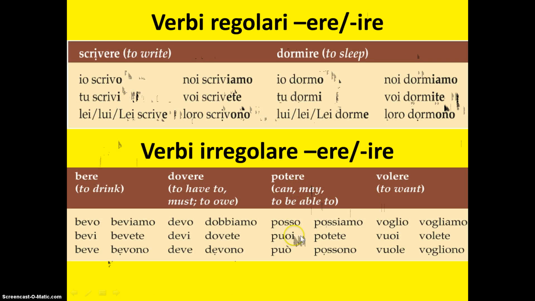And for potere, if we removed -ere, we'd be left with pot as our root, but as you can see again, that's not the case. Io posso, tu puoi, lui/lei può, noi possiamo, voi potete, e loro possono. And volere: io voglio, tu vuoi, lei/lui vuole, noi vogliamo, voi volete, e loro vogliono.